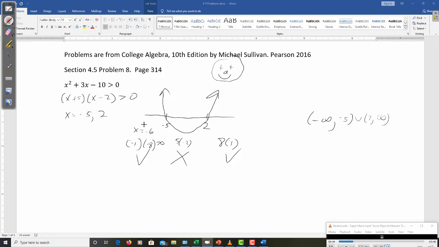So now tell me, where is it greater than 0? Where are the y values greater than 0? Well, on the edges. Sure, this is where it's above the x-axis. Over here and over here.